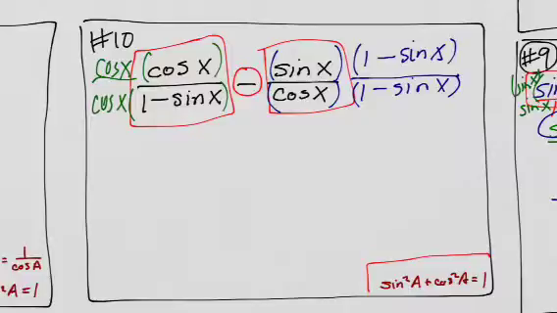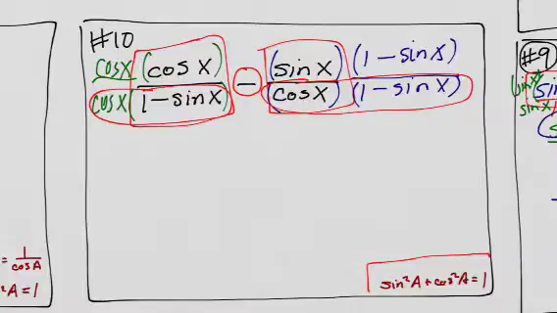Okay, so what we end up with in the denominators are cosine x times 1 minus sine x. So the denominators are the same, which means we can now do the numerators. We can do the subtraction with the numerators, and just kind of ignore the denominators, sort of. The denominator for our answer is going to be that common denominator. Okay, so let's do the numerators.